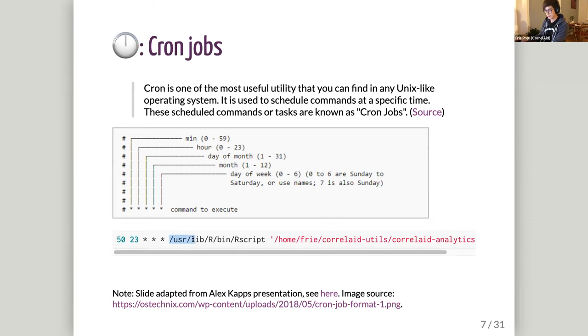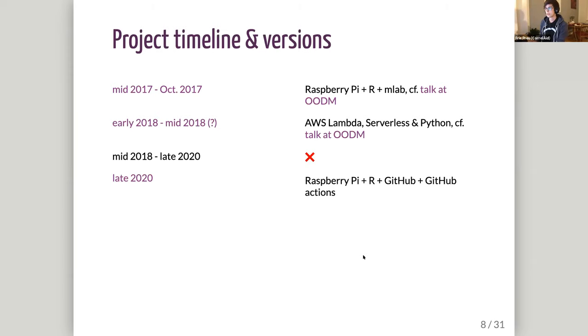And then the command that we want to execute is that we want to run R. This looks a bit unfamiliar if you're not used to running R outside of RStudio, but this is how you can run an R script if you don't use RStudio, at least on Linux. So this is the thing that I used for the automation.